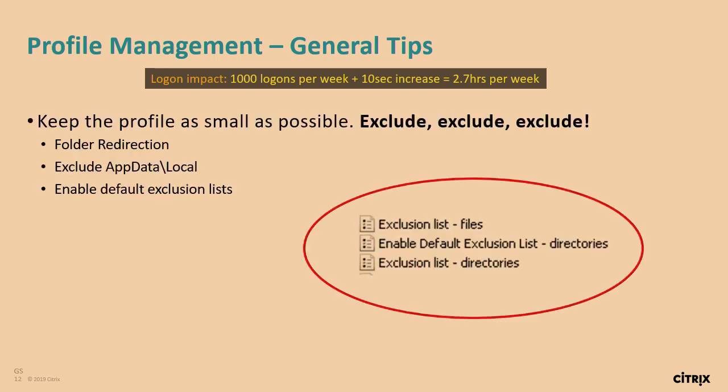Some tips to keep logons as low as possible: exclude as much from the profile as you can. The smaller a profile is, the quicker it loads. You can do that via folder redirection, redirecting as much of the profile as possible. You can exclude AppData Local, something I recommend. If you need folders within AppData Local to be present, you can create specific inclusions. And Citrix have some default exclusion lists for files and registry keys that you can enable to keep them out of the profile as well.